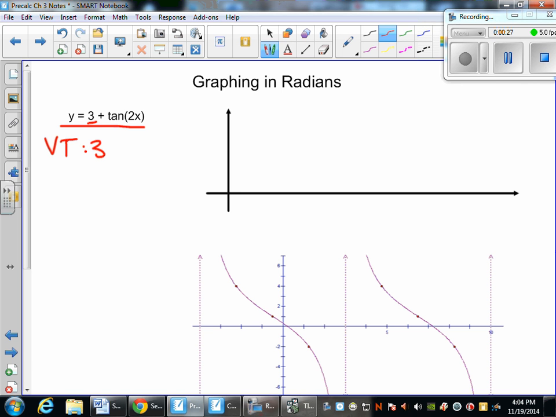In this case, there is no vertical dilation. I didn't stretch it at all. If you want to talk about a vertical dilation, you can say none, or you can say, gosh, I must have just multiplied by 1.